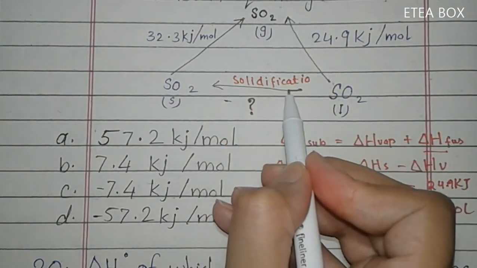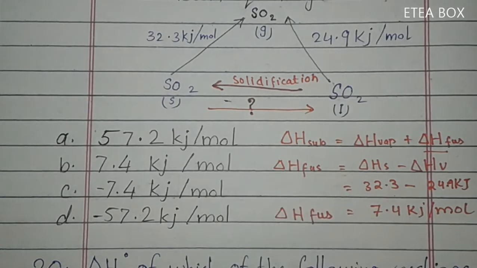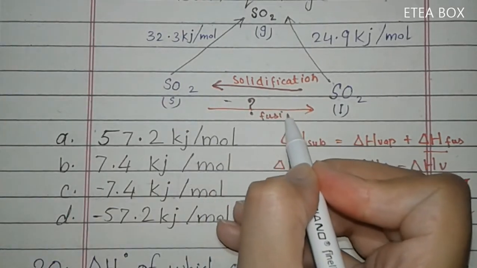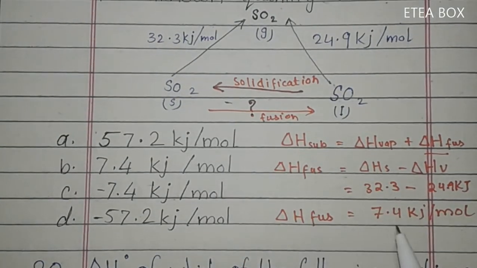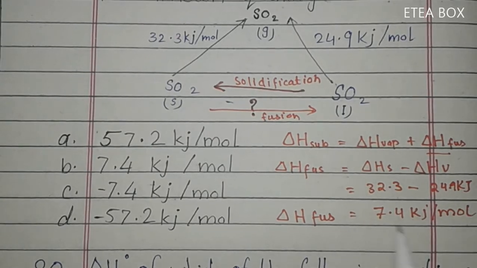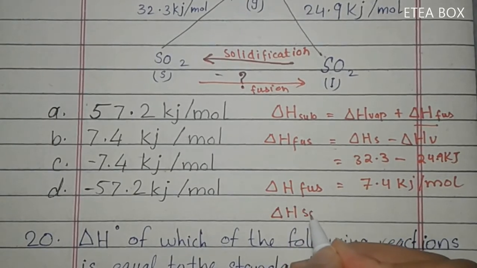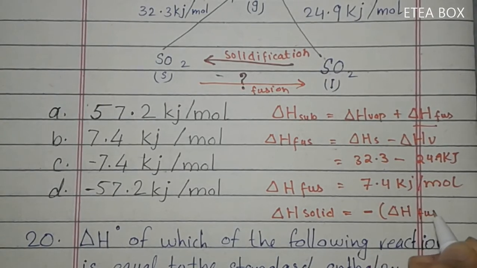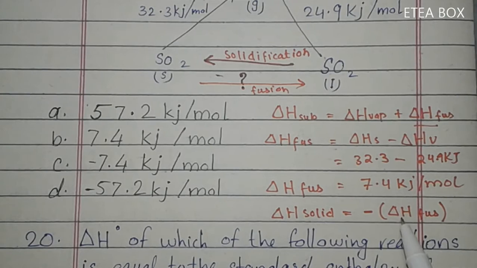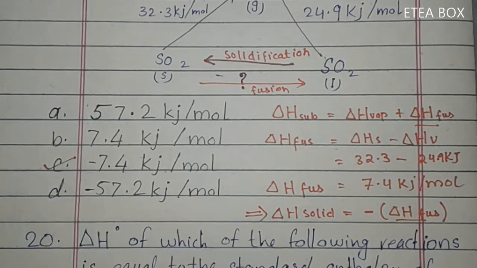We know that in this direction it is solidification, and in this direction it is fusion. Now we have found the fusion, which is 7.4 kilojoule per mole, but here the required is solidification. Now what you have to do, the formula is heat of solidification is equal to negative of heat of fusion. Now put this 7.4 kilojoule, you will get the heat of solidification is negative 7.4 kilojoule. So here option C is correct.